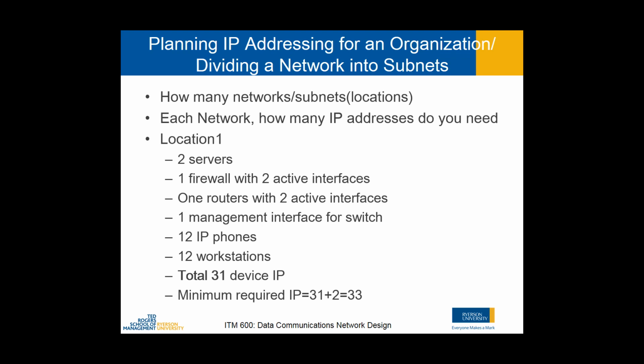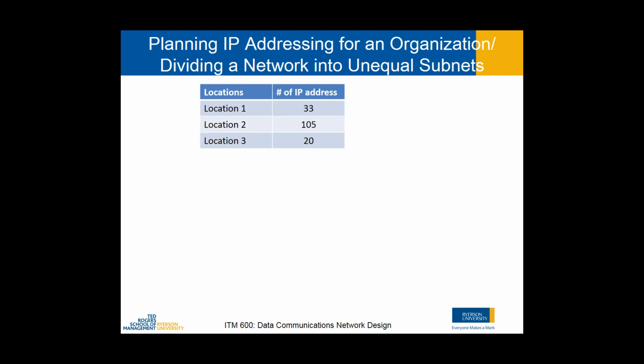However, in every network or subnet, you know that there are 2 IP addresses that need to be there but cannot be assigned to a host. One of them is the network address and the other one is the broadcast address. The total number of required IP addresses in the network will be 31 plus 2, 33. Now let's say the organization has 2 more locations. Location 2 requires 105 IP addresses, and location 3 will need 20 IP addresses.